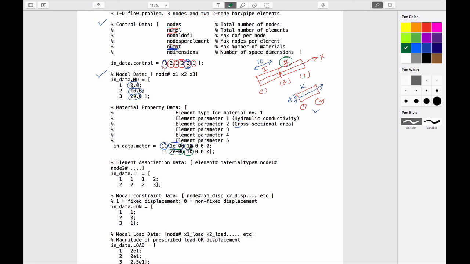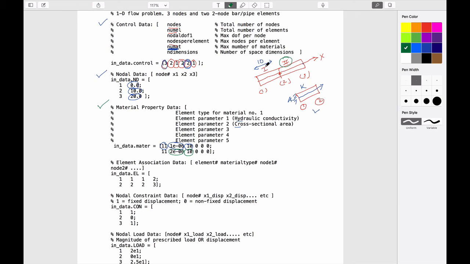Length of the cross-sectional area is the same, and we don't need the other ones. So that's the information for material properties put in. So we know the nodes, we know something about the properties, but we don't know how the nodes are connected to each other and what the geometry of this looks like. So the next is, for want of a better term, element association data.